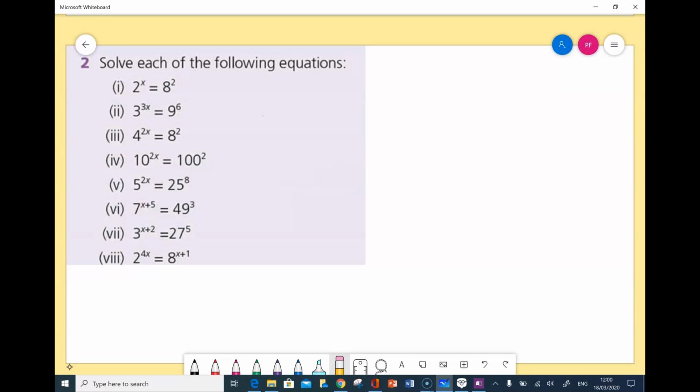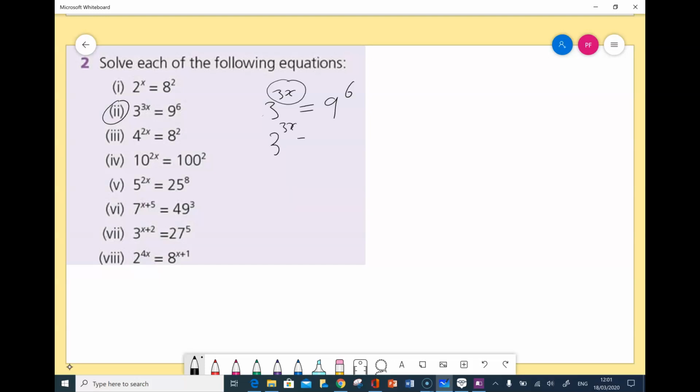My computer stopped working. Okay, here we go. Okay, part 2. 3 to the power of 3x equals 9 to the power of 6. So our base numbers are not the same, and my indices is what I'm looking for. My x is up in my indices, so I need to make my base numbers the same.